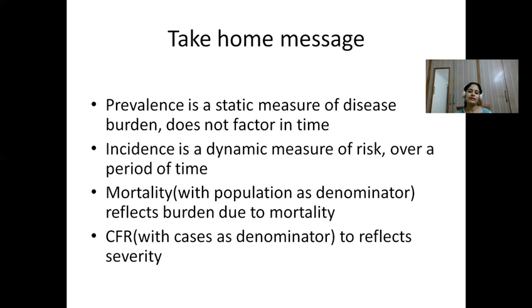So the take home message is that prevalence is a static measure of disease burden. It does not factor in time. Incidence is a dynamic measure of risk over a period of time. Mortality, that is disease specific mortality, has population as the denominator and it reflects burden due to mortality. Whereas case fatality ratio has cases as denominator and it reflects severity of an acute disease or acute infectious disease.